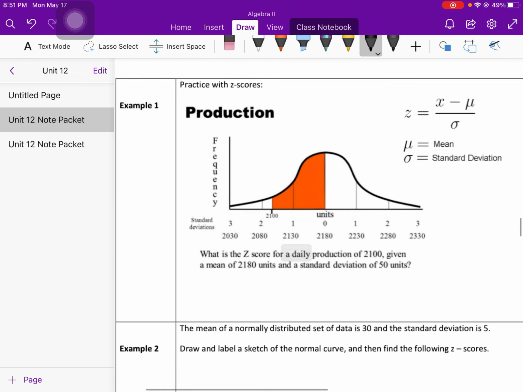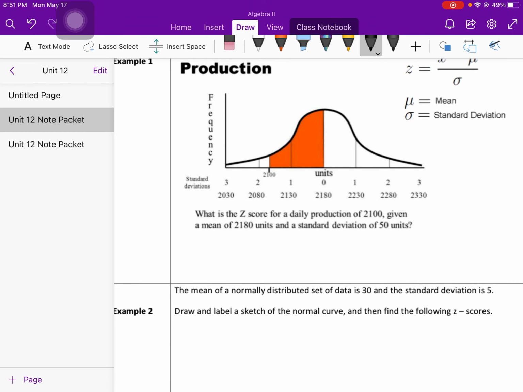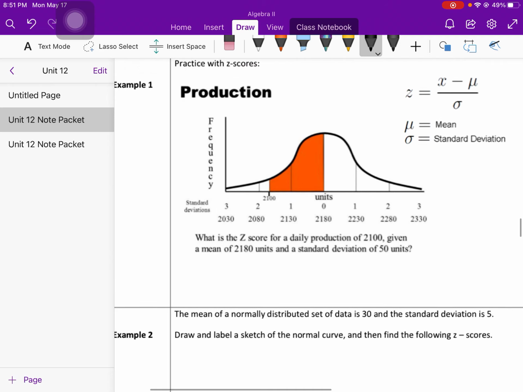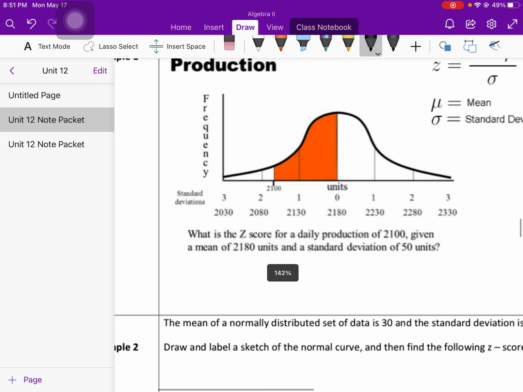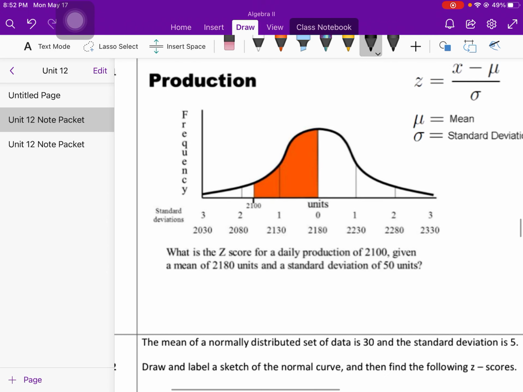All right, so let's go ahead and practice finding Z-scores. The first question says, what is the Z-score for a daily production of 2100, given a mean of 2180 units and a standard deviation of 50 units? So this is already mapped out for us. 2180 is the middle, and then we would add 50 to the right and subtract 50 to the left until we get to that third standard deviation.